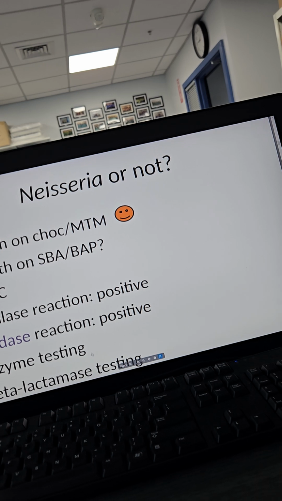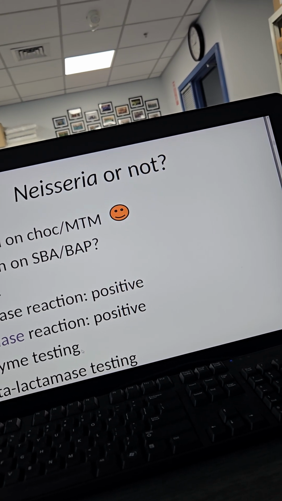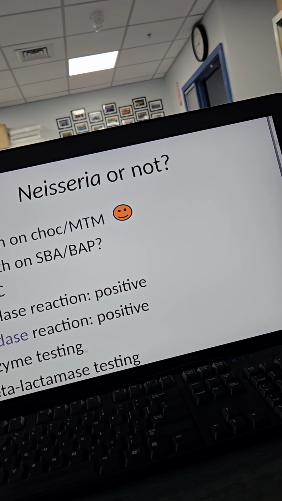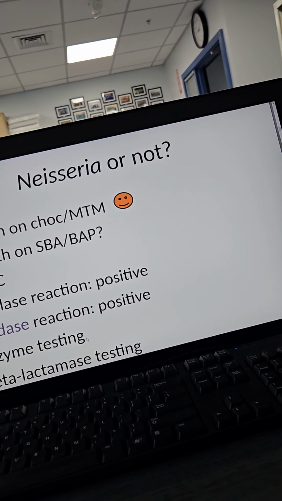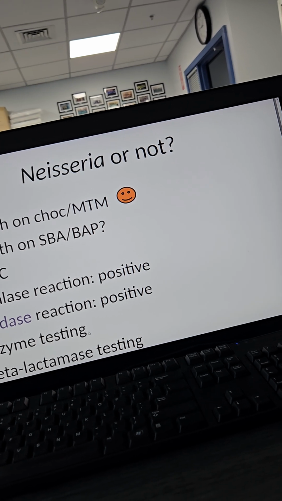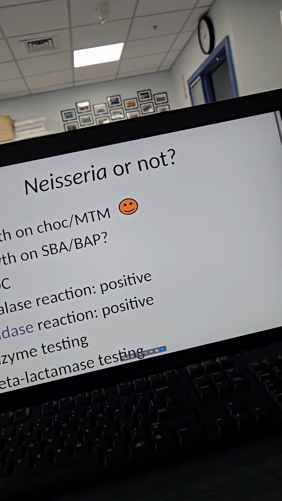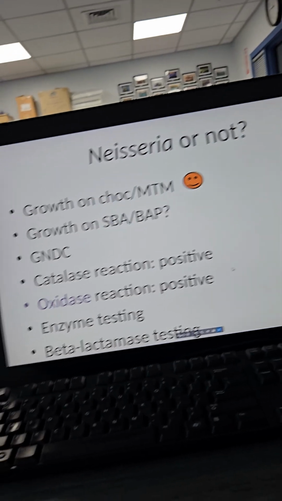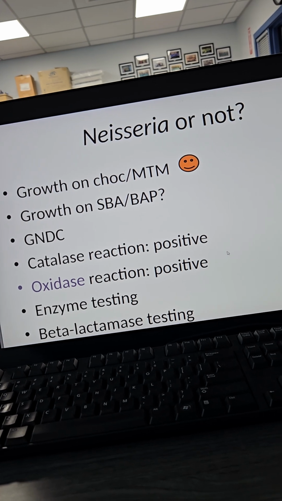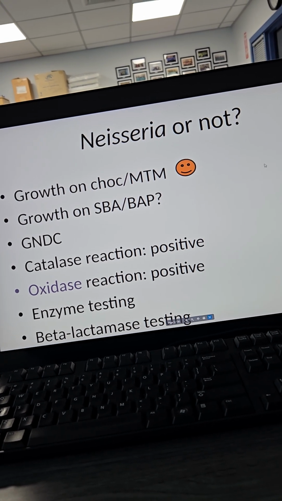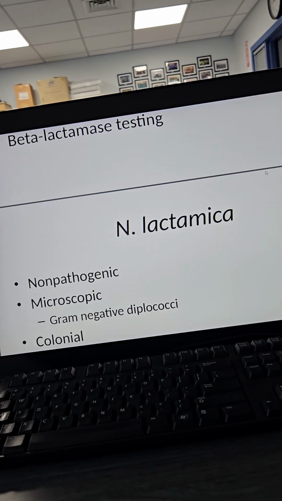Okay, so we have different ways that we can do our enzyme testing. We can do the Bacti-cards, or we can do the Neisseria enzyme testing that's liquid in the things. And then once we figure out who it is, you need to do that beta-lactamase testing to find out if they produce beta-lactamase that would make them resistant to some treatments.